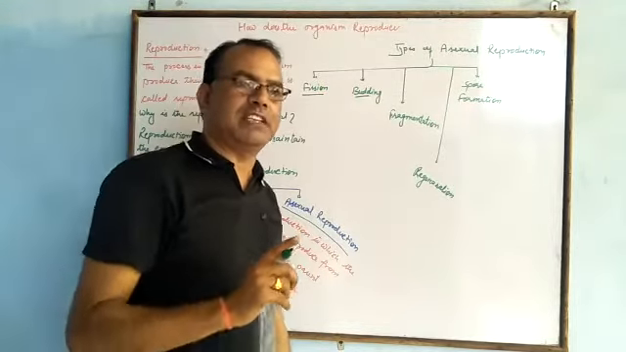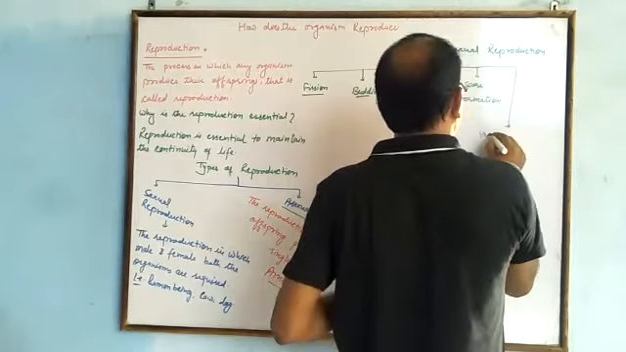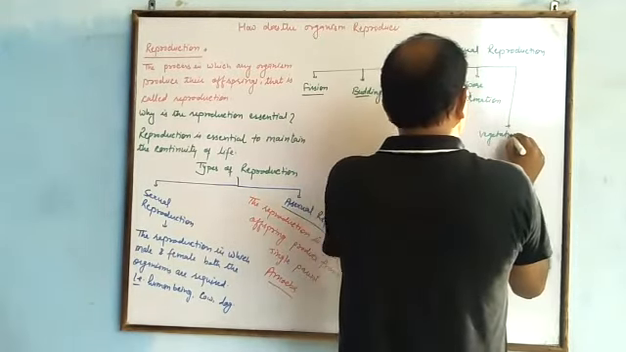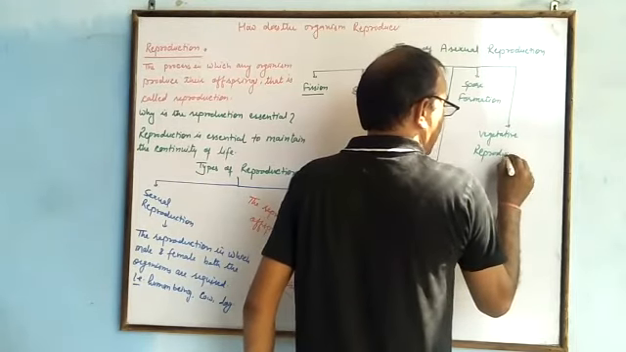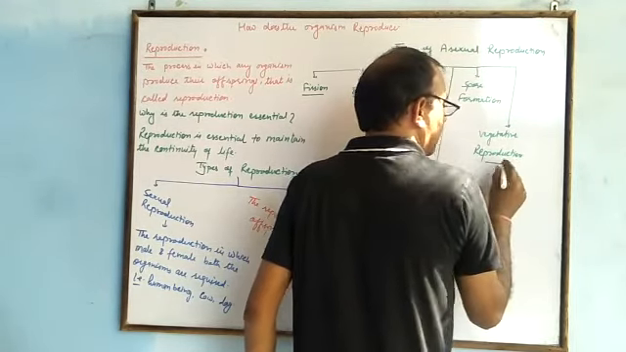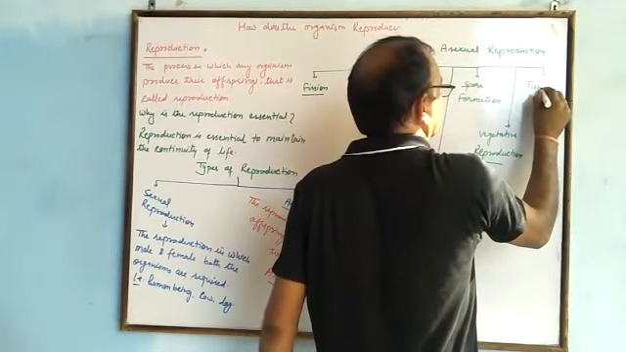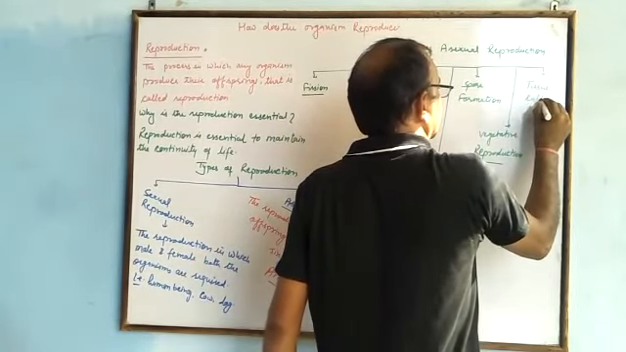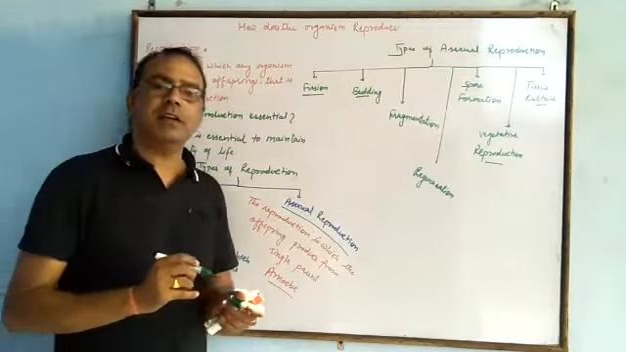वेजिटेटिव प्रोपेगेशन और वेजिटेटिव रिप्रोडक्शन एक ही बात है। वेजिटेटिव रिप्रोडक्शन भी कह सकते हैं एंड वेजिटेटिव प्रोपेगेशन भी कह सकते हैं, और इसी का एक पार्ट है कि टिश्यू कल्चर। About these all processes we will discuss in next part.